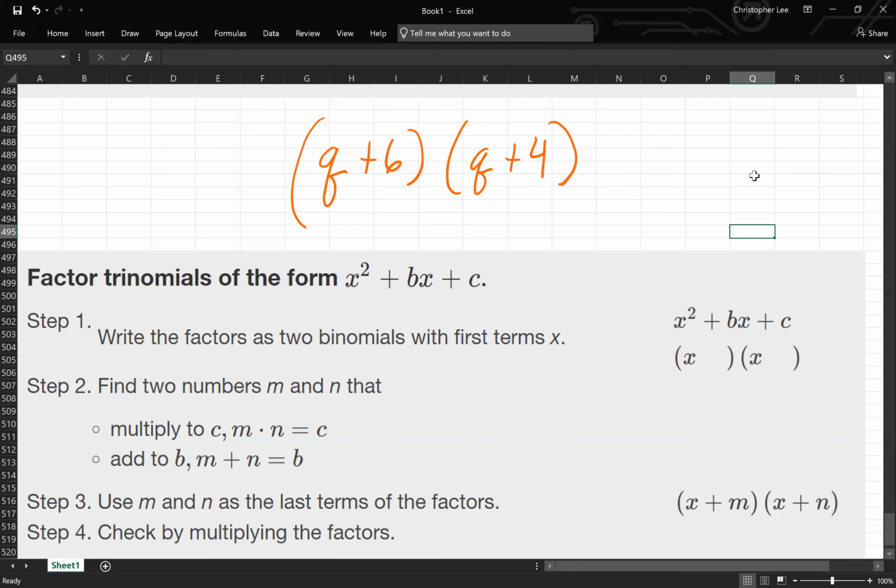Step 2, find two numbers, m and n, such that when you multiply them you get c, right? m times n is c, and when you add these two numbers, m plus n, it gives you b. You write those numbers in, right? And then you use m and n as the last terms of the factors, and then step 4 is to check the factors by multiplying. So yeah, if we FOIL that out, we should come back to the same answer. That's it, in a nutshell. Questions on this? Good? All right. Let's try some more.